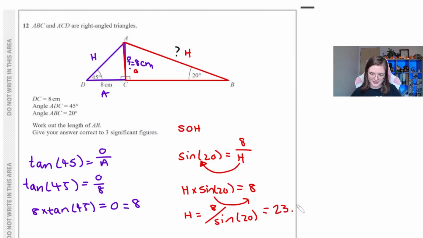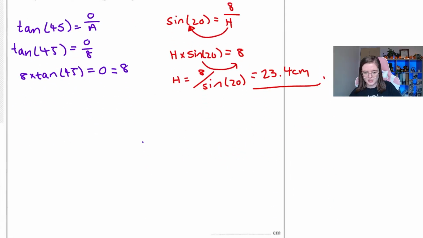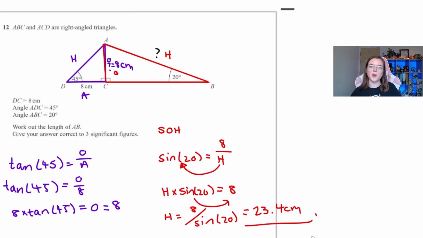23.3 significant figures 4. And there we are. And that is the final answer for how many marks? 3. And there we are. On we go to question 13.